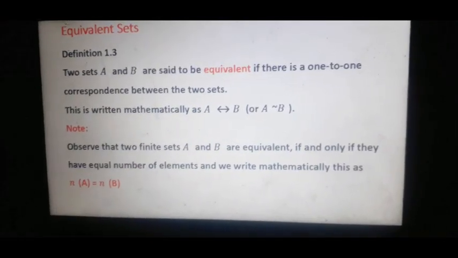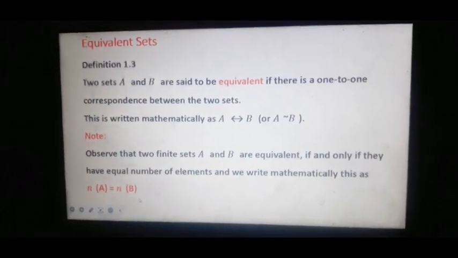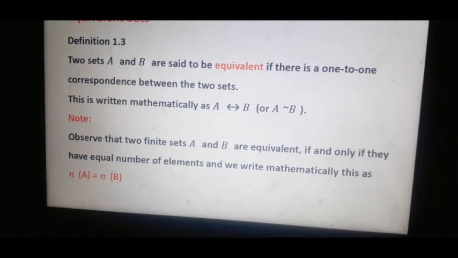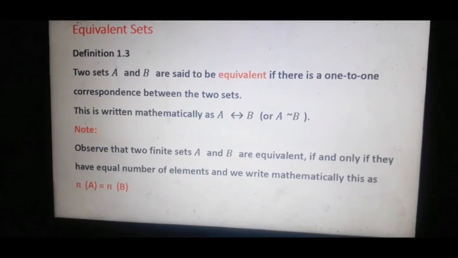So if the number of elements of A is equal to the number of elements of B, then we don't bother about whether the elements are identical or not.